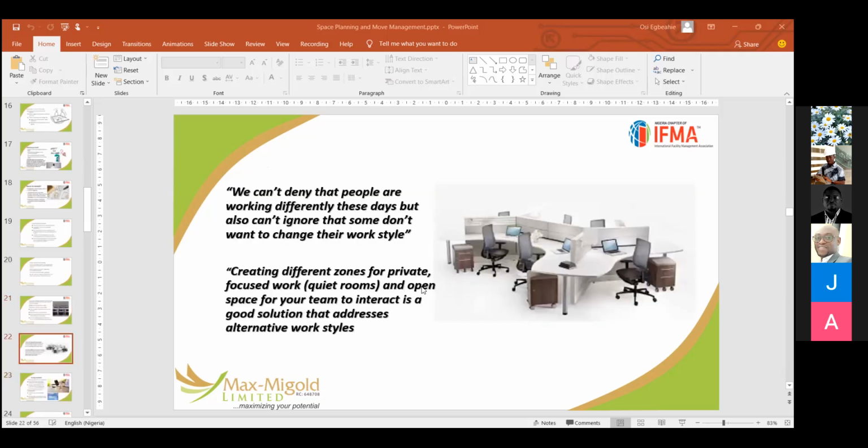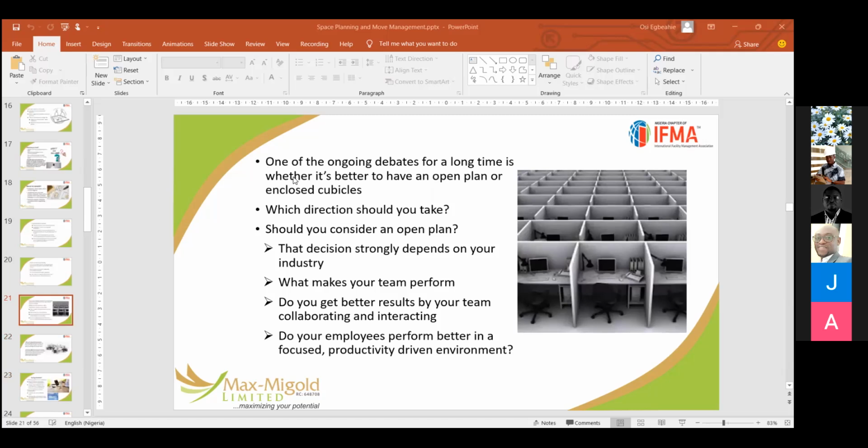Those are issues that may come up normally. One of the ongoing debates for a long time is whether it is better to have an open plan or enclosed cubicles. That's an ongoing decision and discussion which has not come to a certain conclusion, but it depends on how your company works. You will know if people work better when they are in open spaces or when they are in enclosed cubicles. Some offices now do a bit of both.